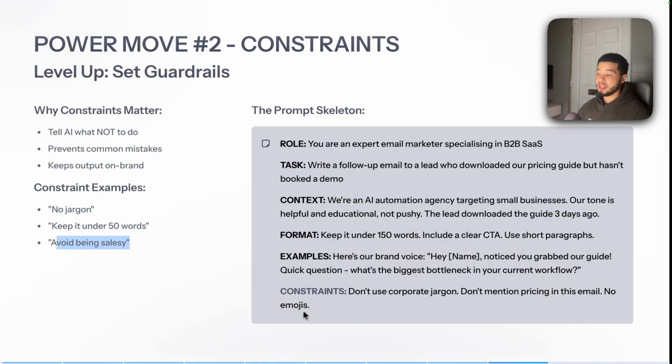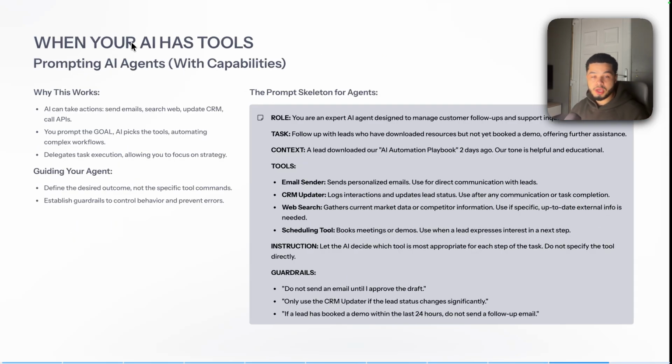So some constraint examples can look like no jargon, keep it under 50 words, avoid being salesy, etc. And in a prompt, the example could look like something like this, where we say, don't use corporate jargon, don't mention pricing in email, no emojis, etc. So when your AI agent has tools, like most of your AI agents in N8N or Make.com, wherever you're building them, this is what you'll do whenever we need to tell it the tools that it has access to.